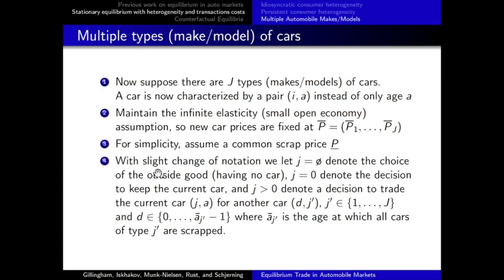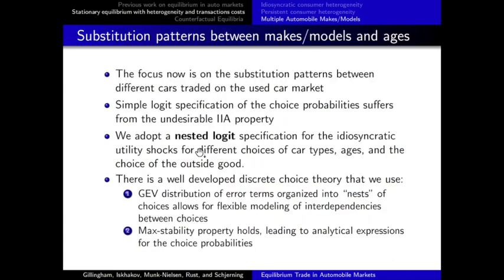And then there's a slight change of notation here, where J denotes the choice of the outside good, having no car, and J equal to zero denotes the decision to keep the current car. But I'm not going to go into details here. I'm going to essentially just outline what I have in mind in pictures, and we have, with the type choice model, a kind of nested choice model in the spirit of the nested logit model.